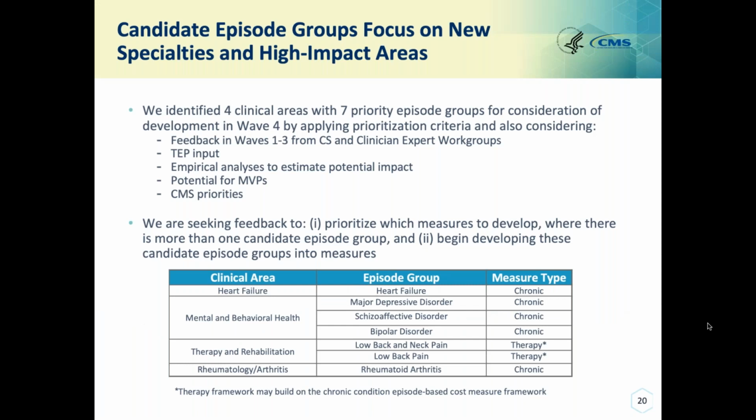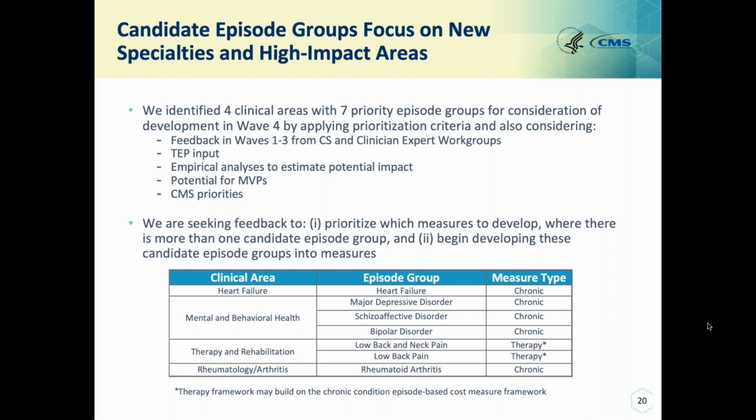Using the factors that we've discussed, we have identified 7 priority episode groups across 4 clinical areas. We also looked at a range of feedback from stakeholders, including from the clinical subcommittees and clinician expert work groups during Waves 1 through 3 and TEP input. We ran empirical analyses to estimate the potential impact, considered the potential for MIPS value pathways, or MVPs, and areas that CMS has identified as priorities.